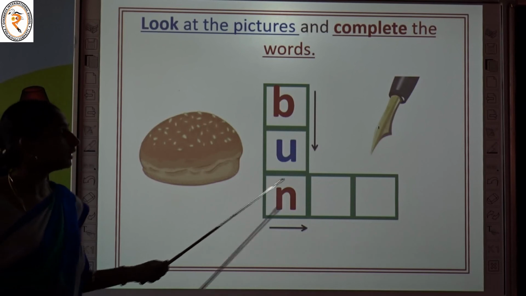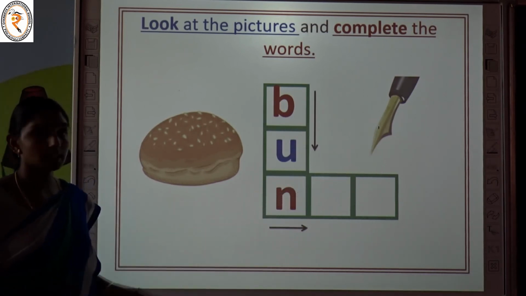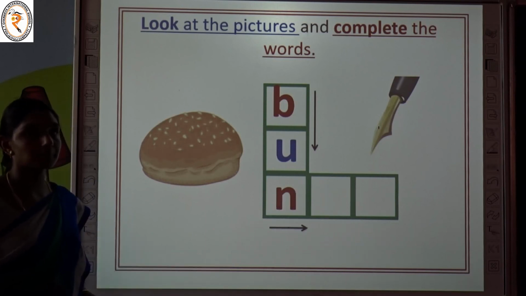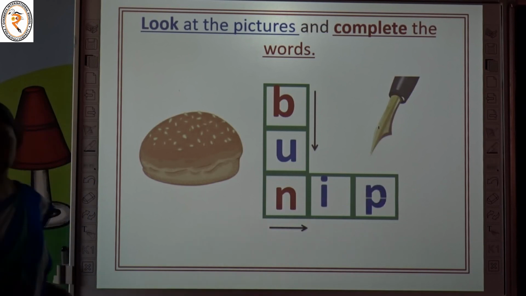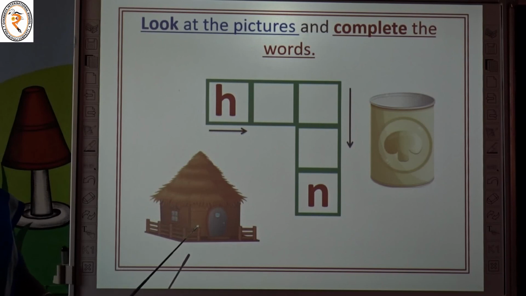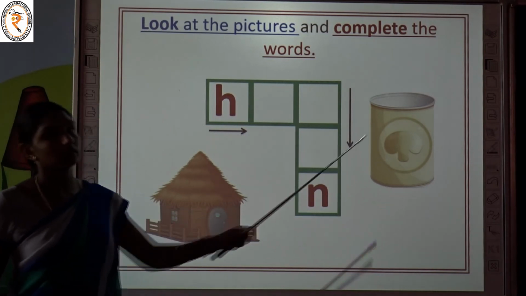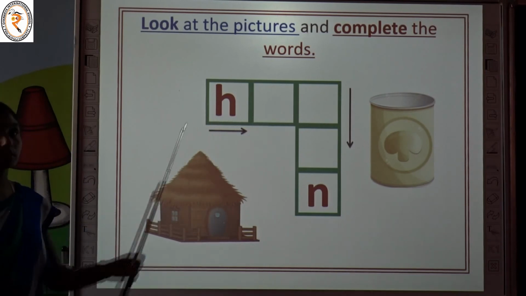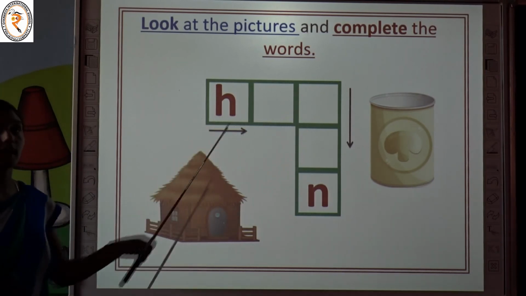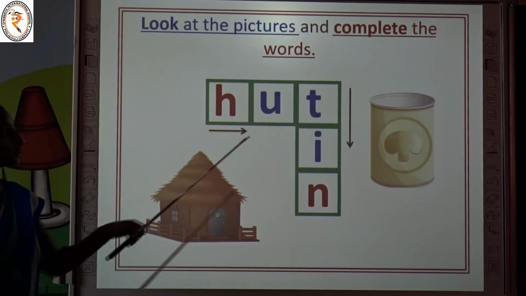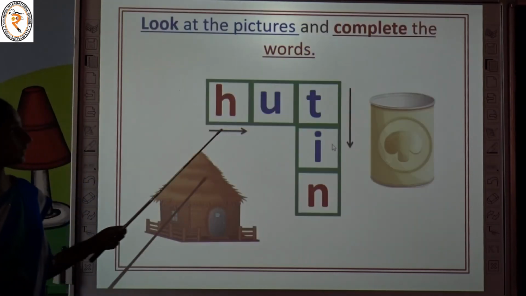U is missing. Which letters are missing in the word nip? Nip. I and P are missing. Very good. The next one, see here what it is, children. Can you name this picture? Hut. What is it? Tin. Yes, first fill the letters for the word hut. Which letters are missing? Hut. What letters are missing? Yes, U and T. Very good. Tin. T-I-N. Tin. Very good.